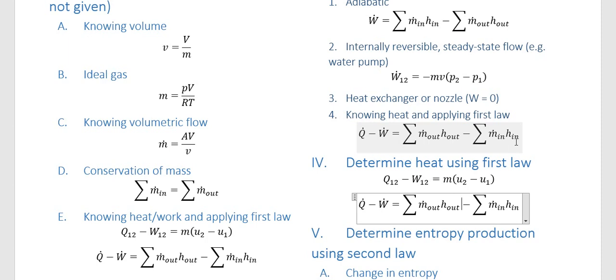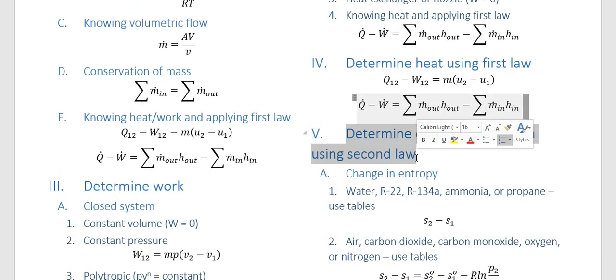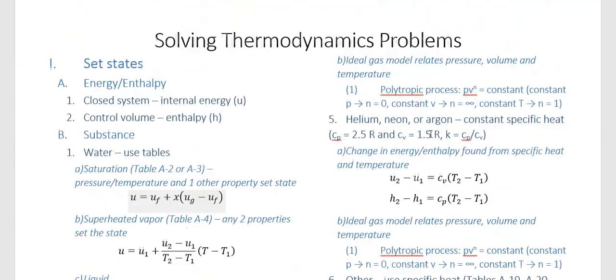And then if it needs to find efficiency or things like that, you'll use the equations depending on what we have. But at this point, we know all of our heats, we know all of our works, we should be able to find whatever we need to. Now, this last section is for using the second law, so I'll introduce that a little bit later. But this flow chart is kind of helpful, kind of steps you through exactly how to solve it.